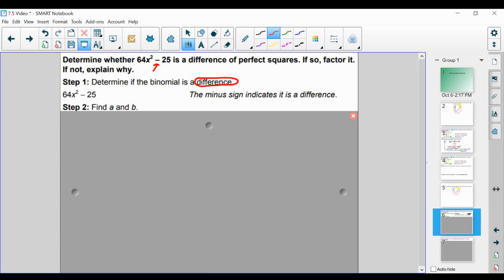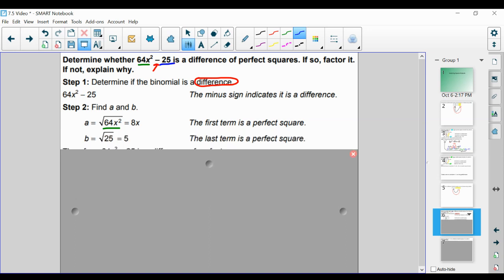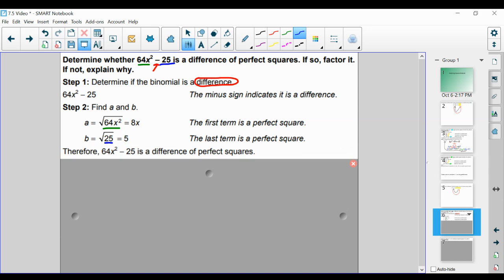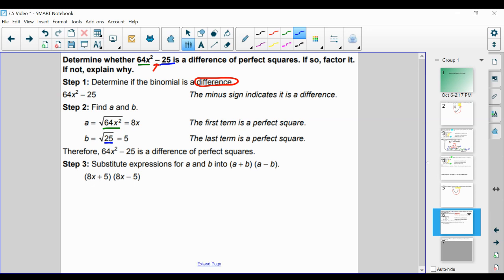Now we're going to have to find a and b. So similarly to before, we're going to take 64x squared, and we're going to take the square root of that, which is 8x. So that is a perfect square. Then we're going to take 25. We're going to take the square root of that, which is 5. So that means now that 64x squared minus 25 is a difference of perfect squares. So it can be factored as 8x plus 5 times 8x minus 5. Now, again, we can use the grouping method here. It's a little bit unorthodox, but let's go through it together.